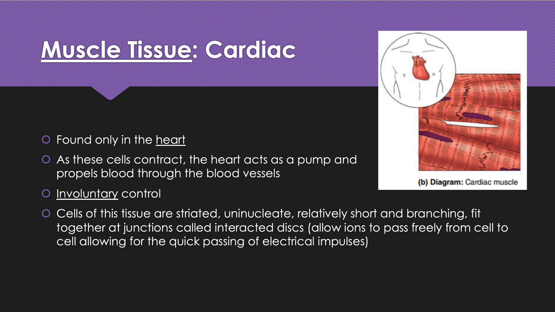The cells in this tissue are also striated like skeletal muscle. They only have one nucleus per cell. They're pretty short cells and they kind of branch. And where they connect together, where they form a junction at the attachment point, those are called intercalated discs. And that just allows electrical signals to pass through the cells quickly to keep your heart rate steady.